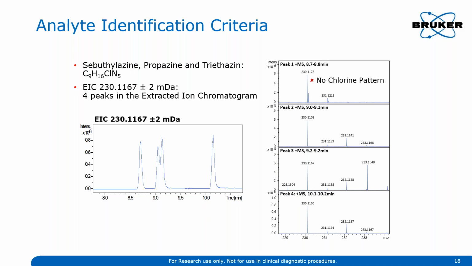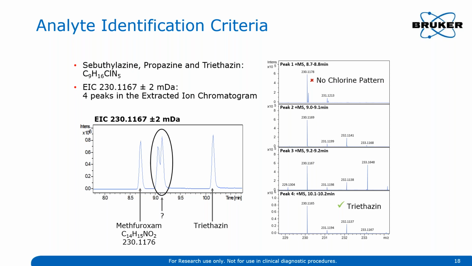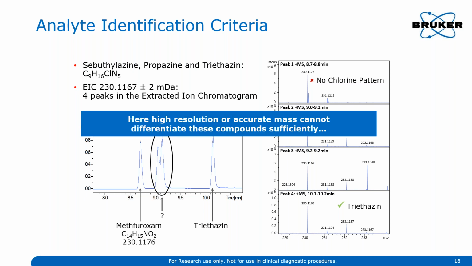This is a totally different compound. Actually, it turns out to be a fungicide that just happens to have the same exact mass and be present in the same mixture. The last peak we can identify as one of the 3 pesticides based on its retention time, and of course, retention time is present in the database. But the 2 peaks in the middle have very similar retention times and very similar mass spectra. Which one is which is not really clear. So in this case, high resolution or accurate mass cannot really differentiate these compounds successfully.